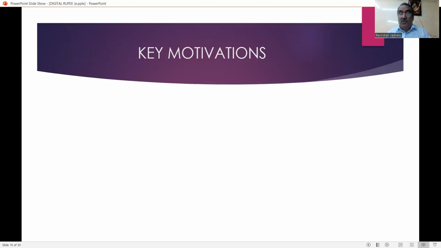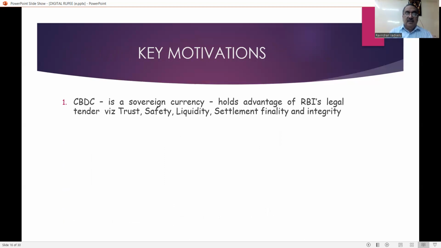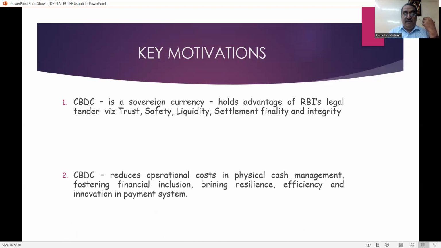What are the key motivations why the RBI has done this? What are the basic key motivations? CBDC is a legal tender, and it holds the advantage of RBI's legal tender because it's a sovereign currency. This CBDC offers trust, safety, liquidity, settlement finality, and integrity. This is the first thing, because everybody wants the currency they are holding to be safe.